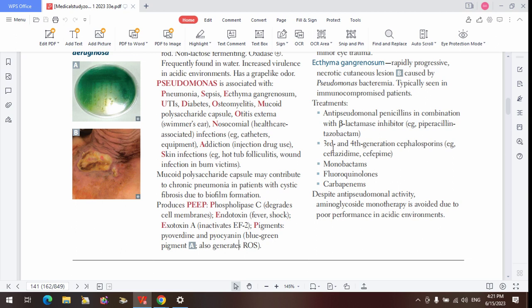Then the third and the fourth generation cephalosporins too are active against Pseudomonas, particularly ceftazidime and cefepime. Ceftazidime, they use it a lot to protect against Pseudomonas. Ceftazidime is the third generation and cefepime is the fourth generation. So you remember your cephalosporin, you remember your penicillin. Penicillin and cephalosporin go hand in hand. They're like the same thing.